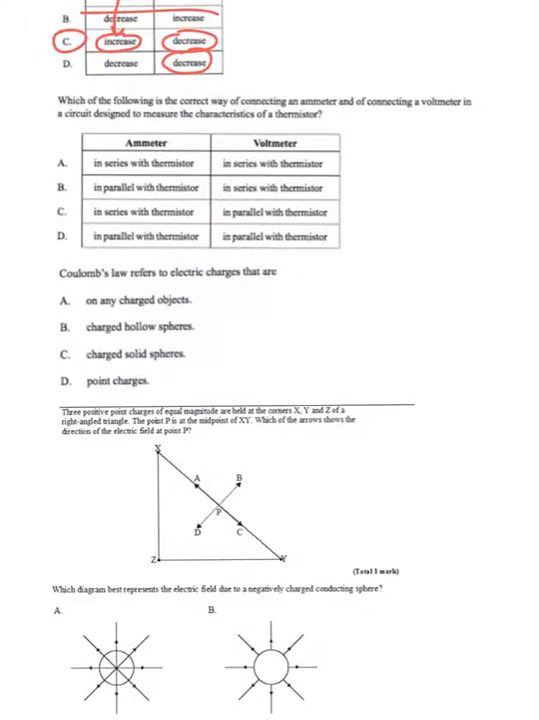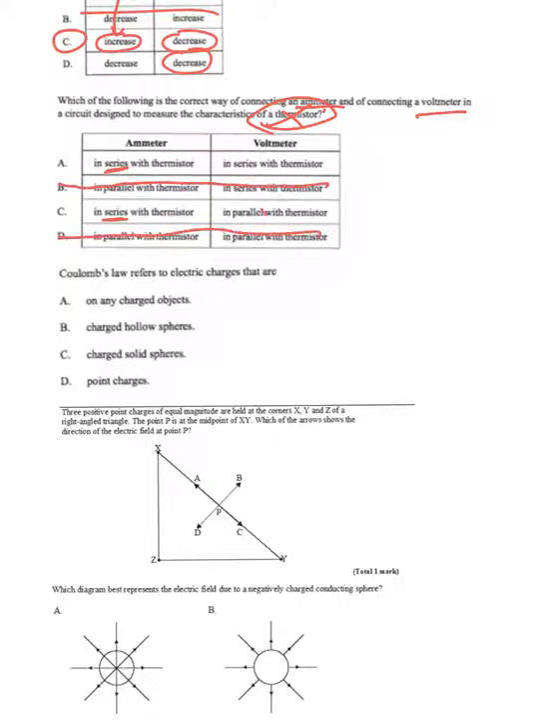Which of the following is the correct way of connecting an ammeter and connecting a voltmeter in a circuit designed to measure the characteristics of a thermistor? Well, you may or may not know what a thermistor is yet. Don't worry, it really doesn't matter. The question is asking about the voltmeter and the ammeter, right? We talked about the ammeter needs to be in series. The ammeter has to be in series because you want all the current to flow through it. If it's not in series, then not all the current's going to go through, and you're not going to actually measure the current that you're trying to measure. So therefore, it can't be B or D.